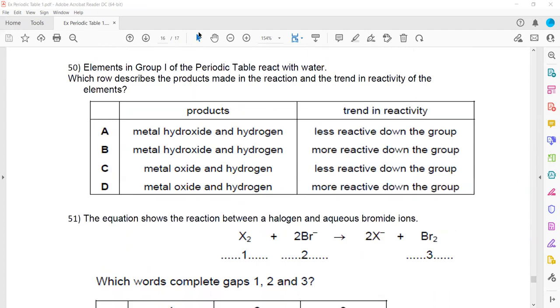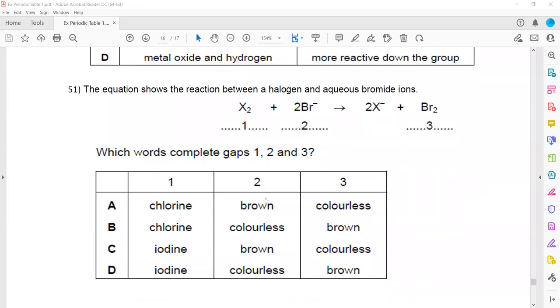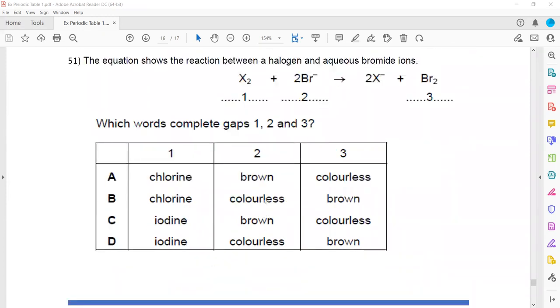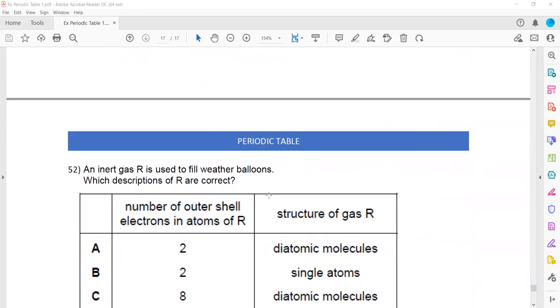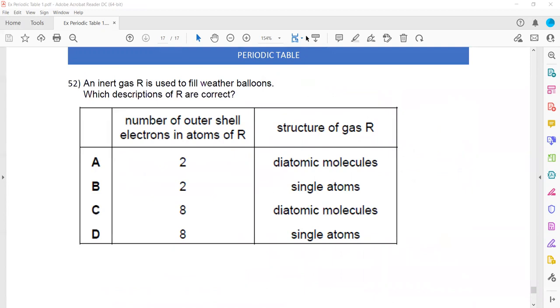Then question 50: elements in Group 1, when they react, it's a repeated question, they form metal hydroxide and hydrogen, and as we go down the reactivity increases. 51 also is a repeated one: chlorine reacted with bromide ion to give a bromine molecule, so colorless to brown color. And 52, which is the last question and again a repeated one: helium gas is used, which has 2 electrons in the outermost shell, and it exists as a single atom.